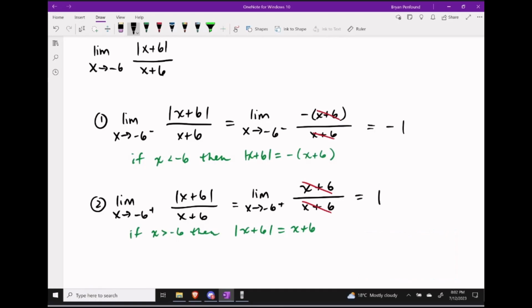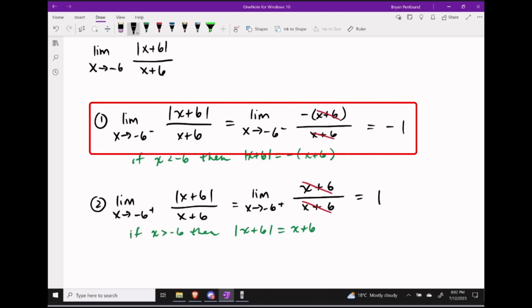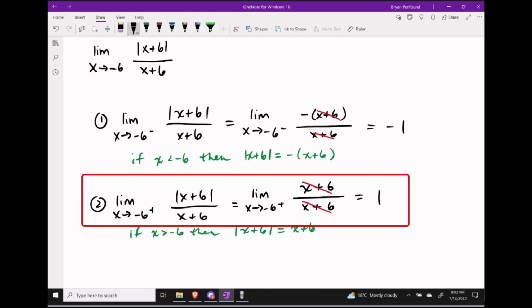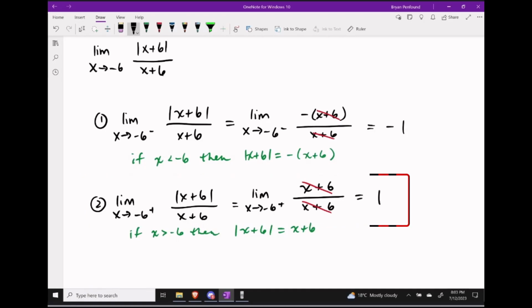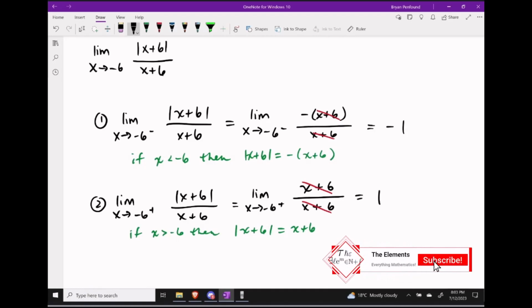So this is going to cause a problem for our overall limit. From the left-hand side of -6, we're approaching y values of -1, but from the right-hand side of -6, we're approaching values of +1. So the overall limit of this function as x approaches -6 does not exist.